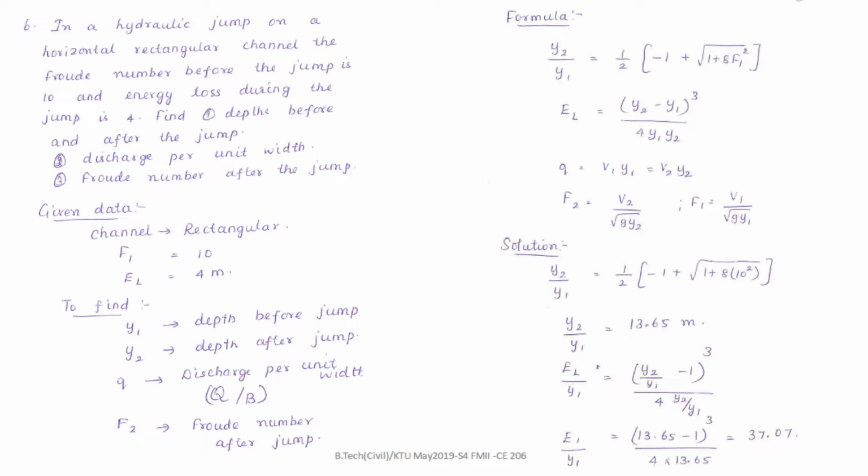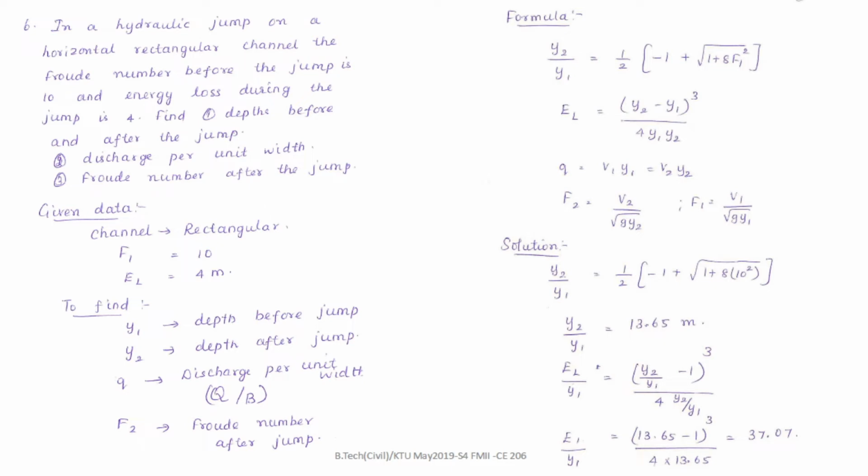Okay. So here, the sequent depth ratio y2 divided by y1 is equal to half of minus 1 plus square root of 1 plus 8 F1 square. You have to note one thing very clearly here. What is that? It is y2 divided by y1. In the denominator it is y1, so in the right hand side, it should be F1.